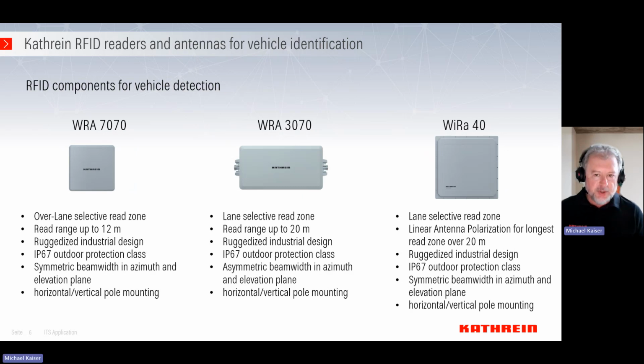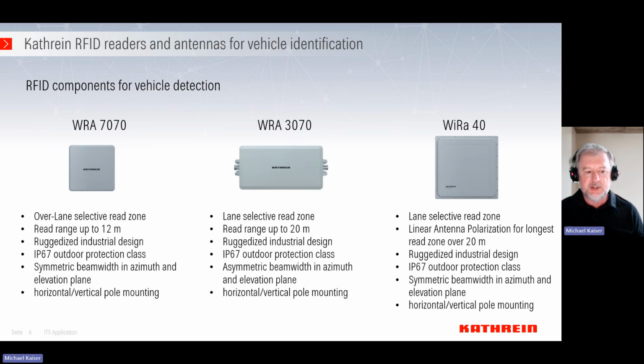The next component you need is an antenna. We have seen the reader is connected with the backend system. We transmit the data, and on the other side, we have the antennas, and these antennas have to communicate with the transponders. That's why we need a unit to transmit over the air interface, and these are the different options we can offer for vehicle detection.